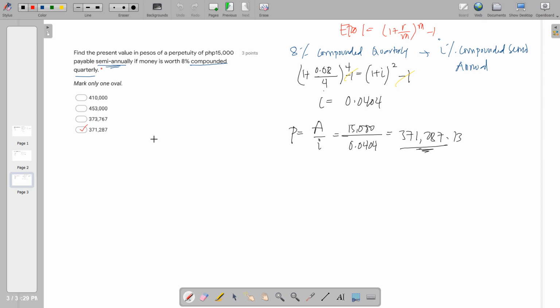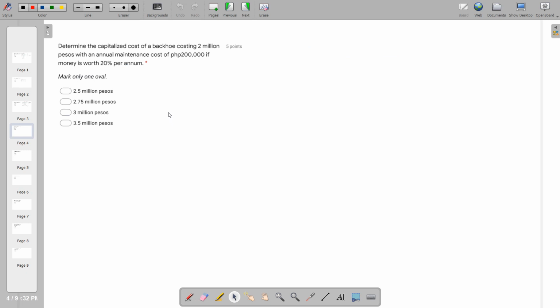And so that's it for the perpetuity problems. So we will now move on to the capitalized cost problems. Depending on the cases, meron tayong case na yung first cost, i-add mo lang yung operations cost. Yung case 2 naman, the first cost, operations and maintenance cost, as well as the replacement cost. So let us have this problem. Determine the capitalized cost of a backhoe costing 2 million pesos with an annual maintenance cost of 200,000, if money is worth 20% per annum.